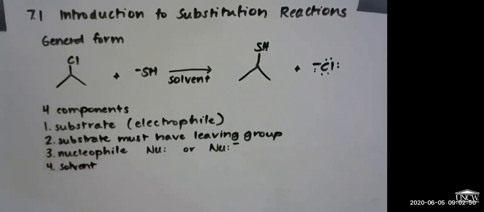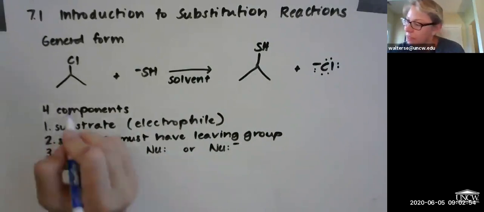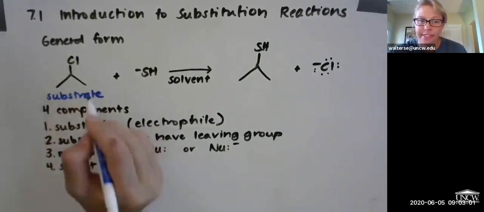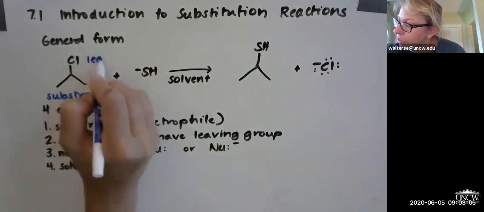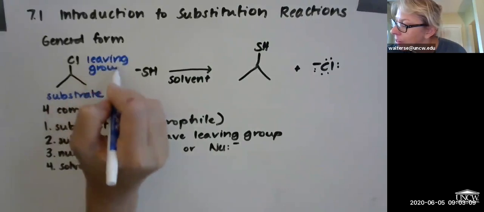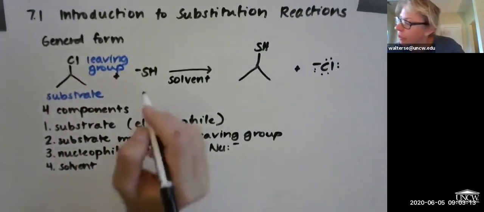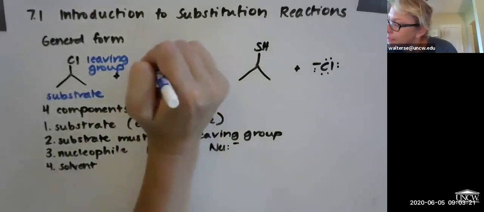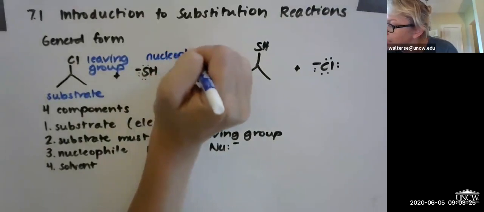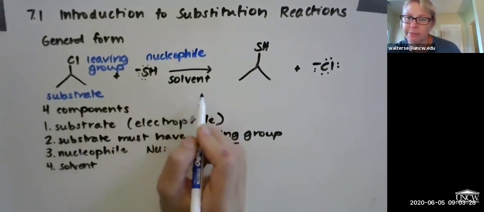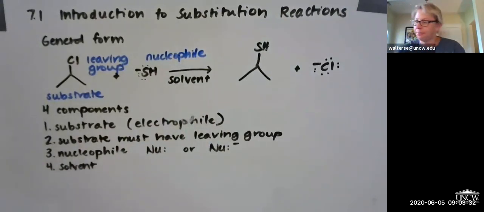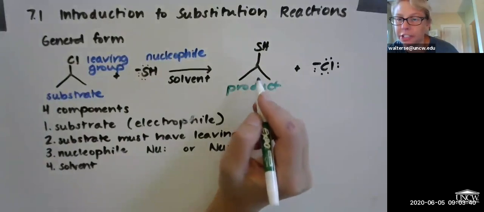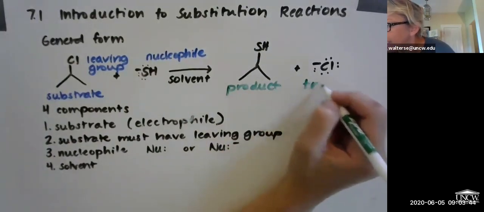Okay. So when you look at this reaction, this molecule is the substrate. Now, on the substrate, you have this chlorine, which is the leaving group. Now, sulfur has three lone pairs, so it's in the same group as oxygen. That's the nucleophile. And then in this case, we don't have the solvent specified. On the right-hand side, this is the product. This is the important part of the reaction. And this is essentially trash.